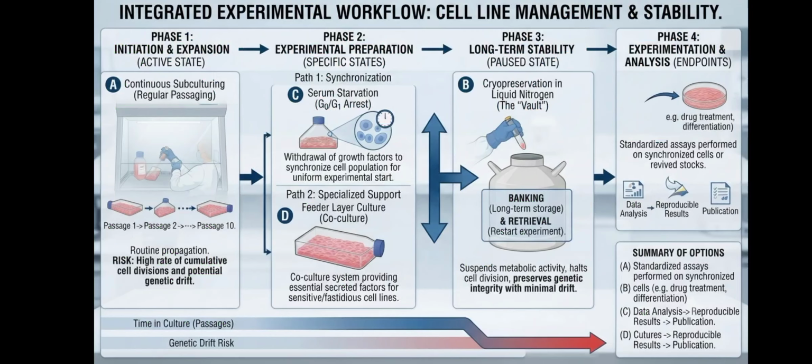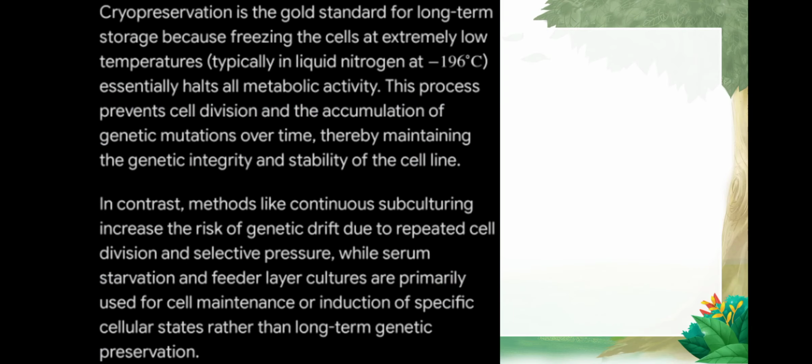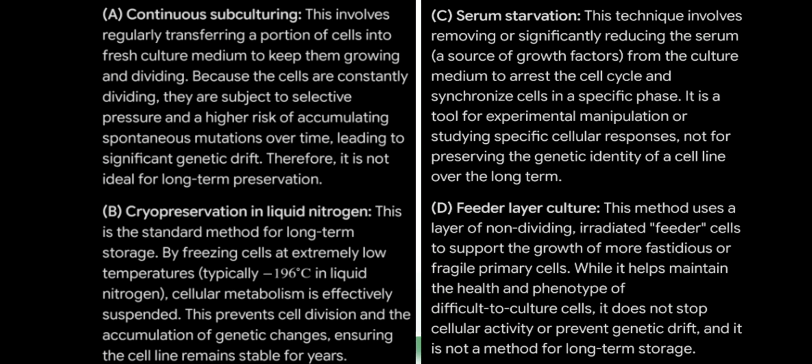So this is again a diagram to look upon. And these are the options: continuous subculture, serum starvation, feeder layer culture, and cryopreservation. Okay, this is the literature. You can see cryopreservation is the gold standard for long-term storage, and these are the reasons why the other options are not suitable for this question.